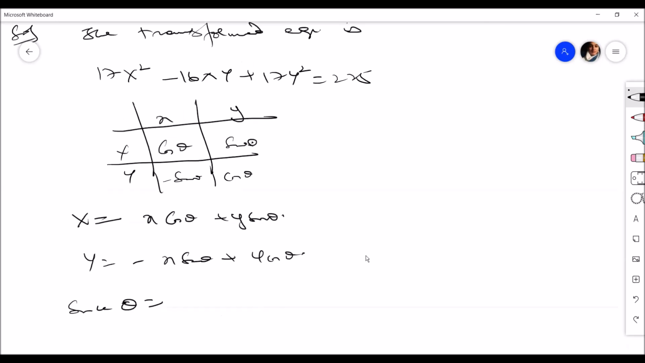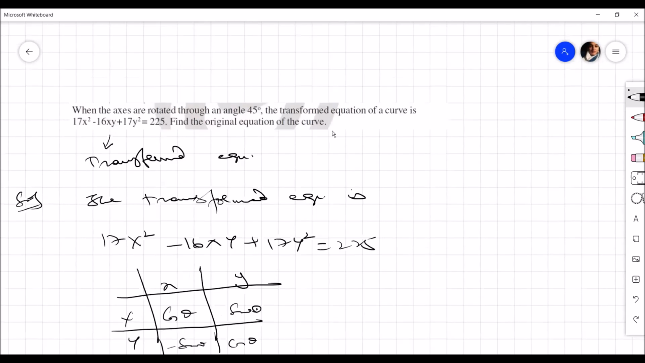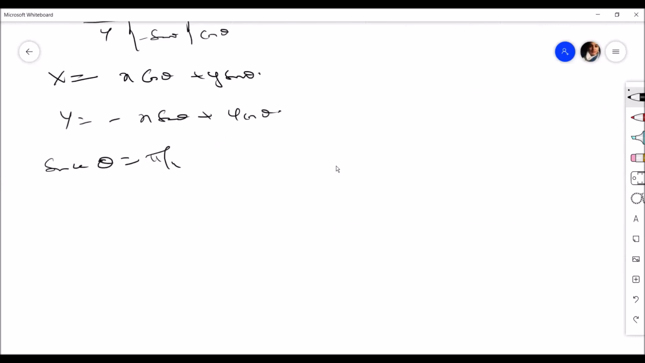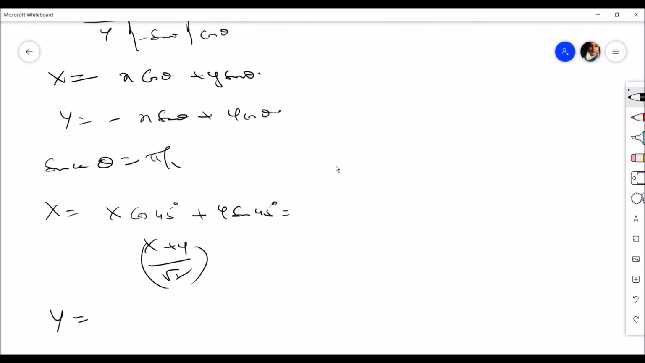Since theta is given to be what in the question? Theta is given to be equal to 45 degrees, that's pi by 4. I'll replace that here, which will give you X is equal to x cos 45 degrees plus y sine 45 degrees, which is nothing but x plus y by root 2. Something similar to what we have done previously. Y will be equal to minus x sine 45 degrees plus y cos 45 degrees.